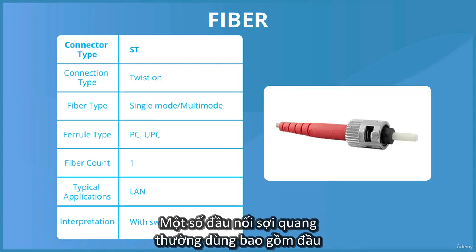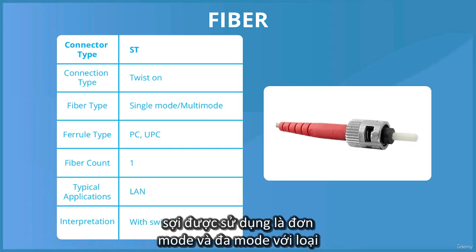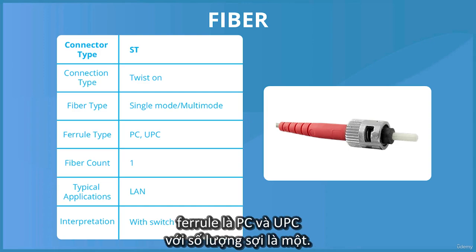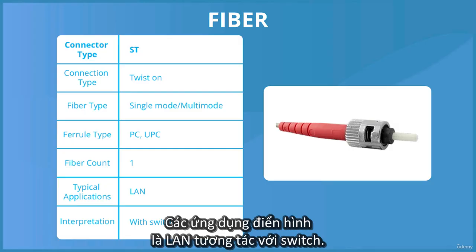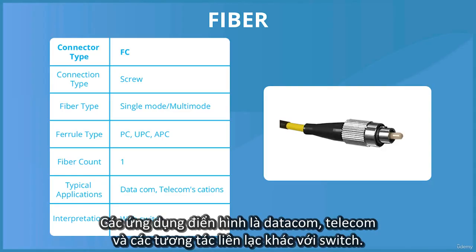A few commonly used fiber connectors include ST, with a connection type that twists on. Fiber type is single mode and multimode, with a ferrule type of PC and UPC, fiber count of 1, typical applications LAN, interoperable with switch. Connector type FC, connection type screw. Fiber type single mode, multimode. Ferrule type PC, UPC, APC. Fiber count 1. Typical applications datacom, telecoms, and other communications.